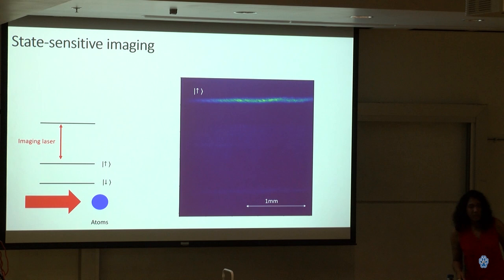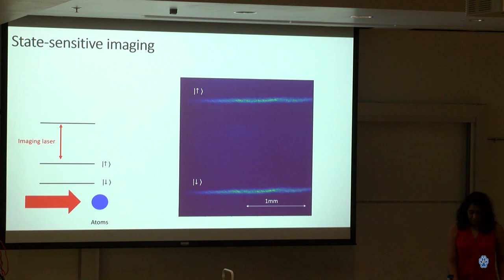I guess one thing I should say about this imaging process is these atoms are actually gaining a lot of energy when they're absorbing and emitting these photons. So this is destructive. As soon as we take a picture of this, these atoms are gone. But we've only taken a picture of the up atoms. We still have a bunch in the down state that don't see this imaging light because there's no transition for them to turn to. So then we can move our down atoms to the up state and image them the same way. And that way we can get a simultaneous reading of the atoms that were in the down state.